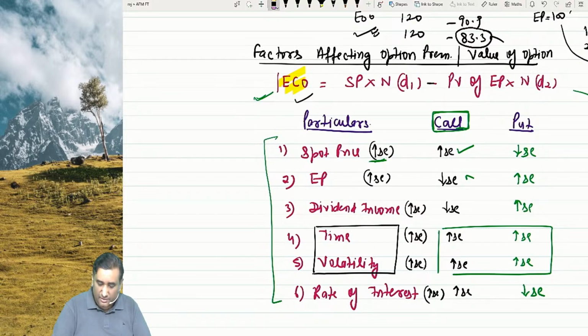Have a look at this. Try to visualize: if the spot price premium will, if the exercise price increases, after what? Minus. That is the best way to remember it in the exam.